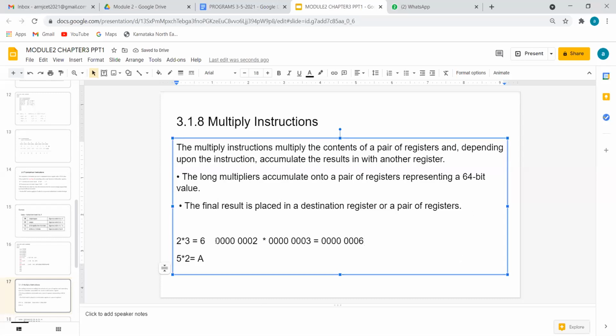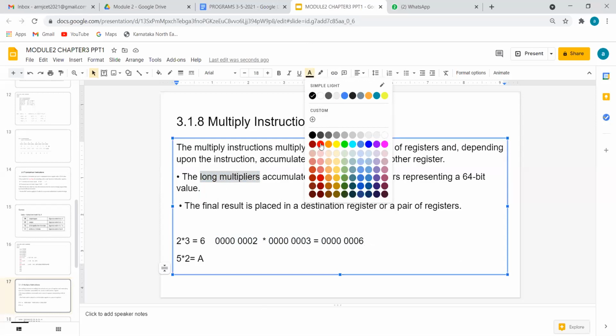If you expand every number, you will get 4 bits each. If you expand this complete number, you will get 32 bits. Again 32 bits, and the answer is again 32 bits. Okay, there is a special multiplication called long multiplication that I have explained once in our lab program. Here I will put it as important.